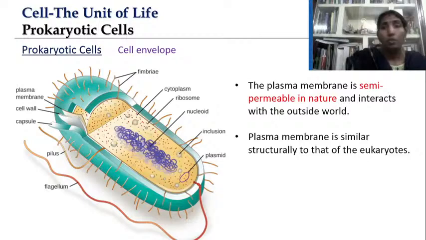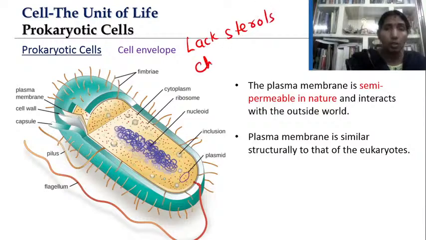The plasma membrane is next to this. It's semi-permeable, and it is the one interacting with the outside world. The plasma membrane, like that of any other eukaryotic cell, will be the same, except that it does not have sterols such as cholesterol. However, sterol-like molecules, such as hopanoids, might be present.